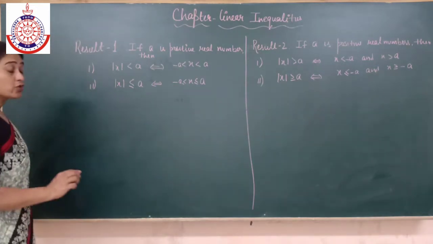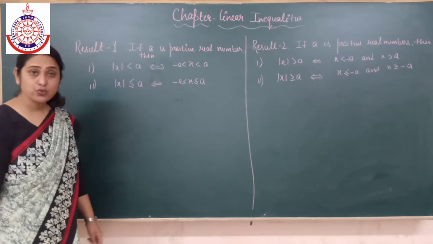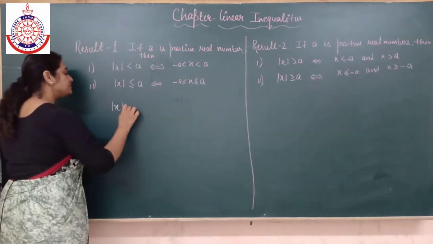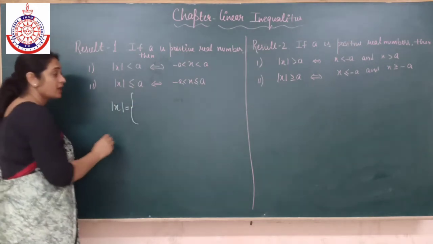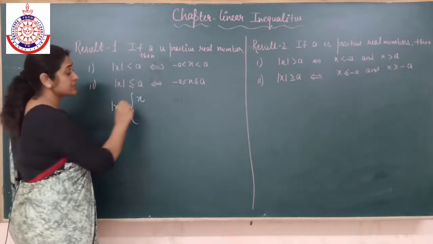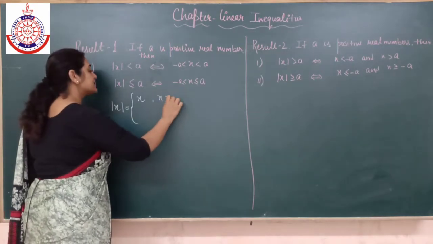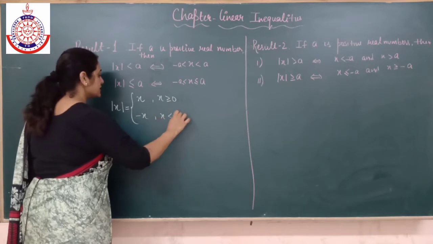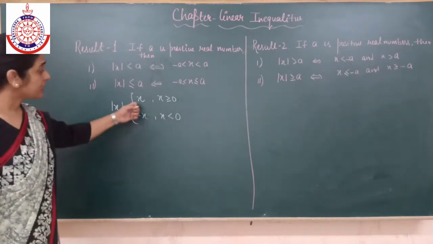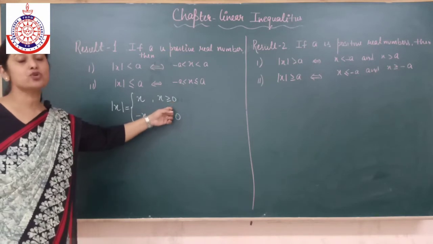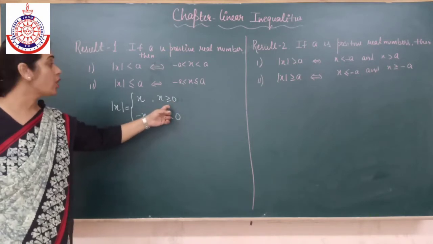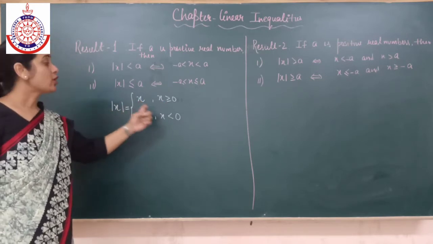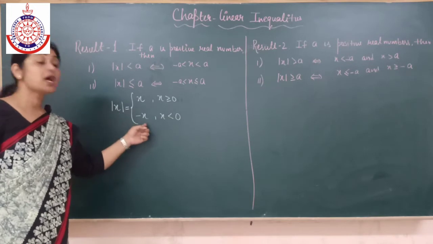Let's prove it. You remember we have done this modulus function in chapter 2, relations and functions. So what is the definition of a modulus function? It gives us a positive answer. It is x if x is greater than or equal to 0, and minus x if x is less than 0. That means all the numbers greater than or equal to 0, it opens with positive x, and all the numbers less than 0, it opens with minus x.